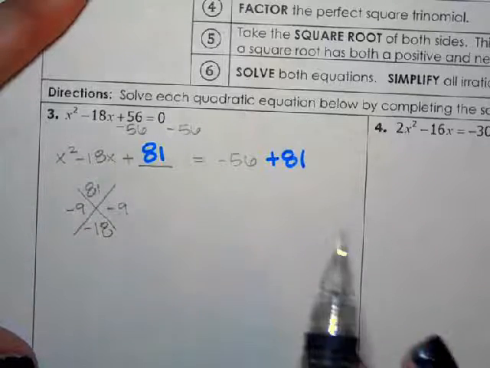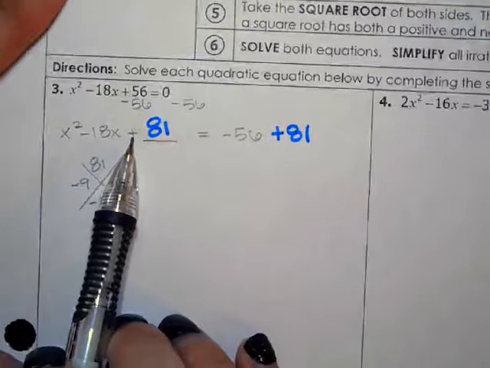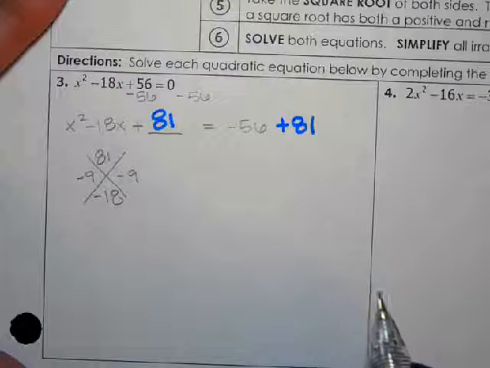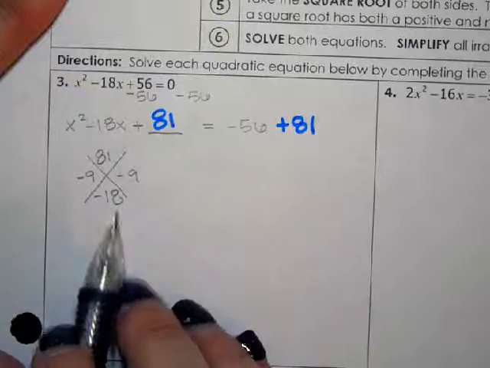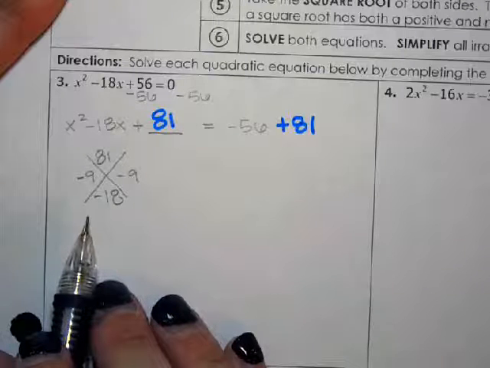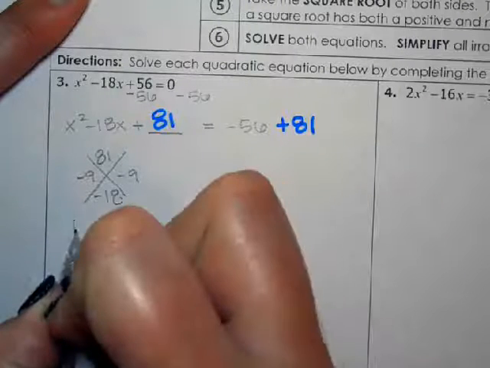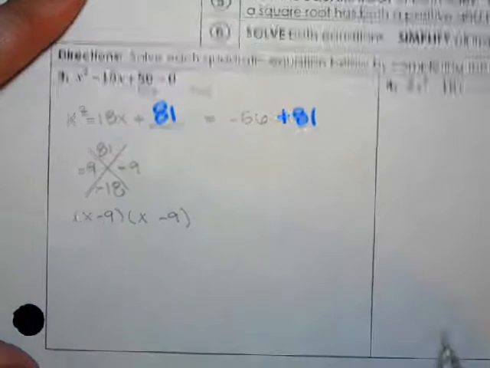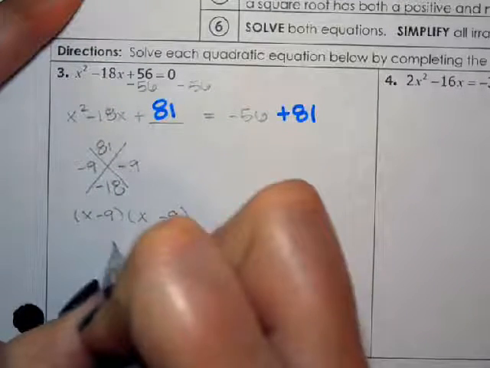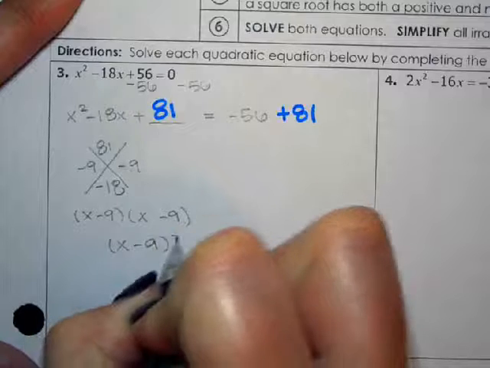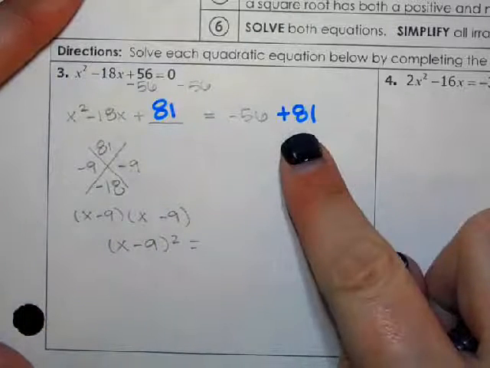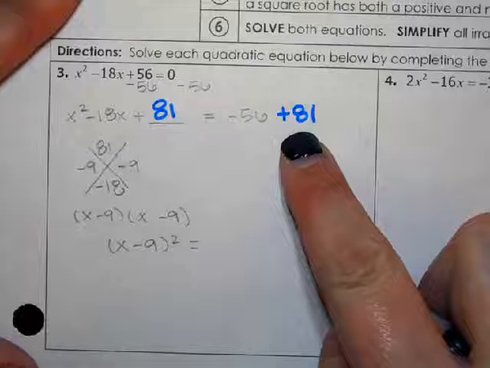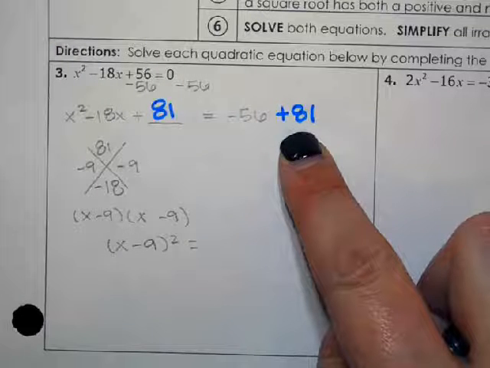If I look at the left side, what factors do I have on the left side now? What factors do I have? Yeah, -9, -9. I have x minus 9, x minus 9. And how can I shorthand that? x minus 9 squared. Okay, now on the right side, I have -56 plus 81. That's 25? Okay, I believe you.